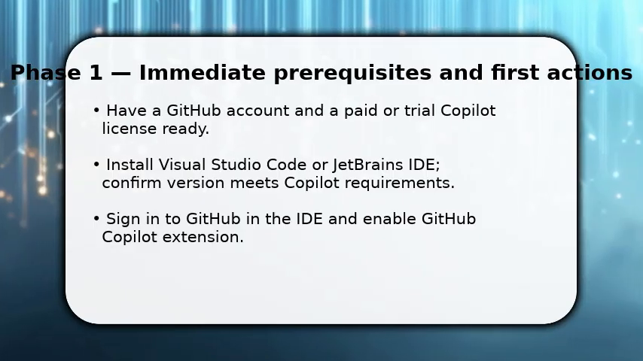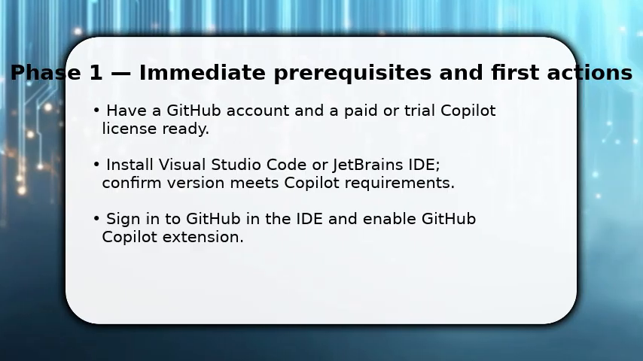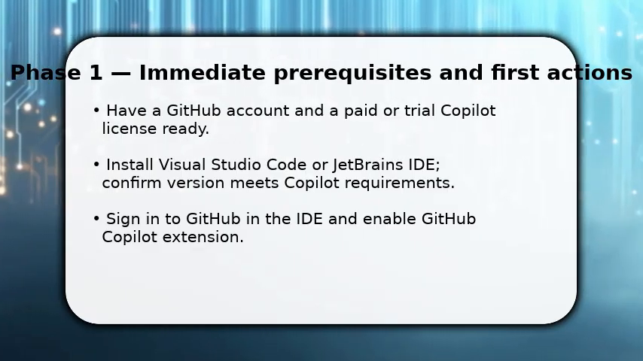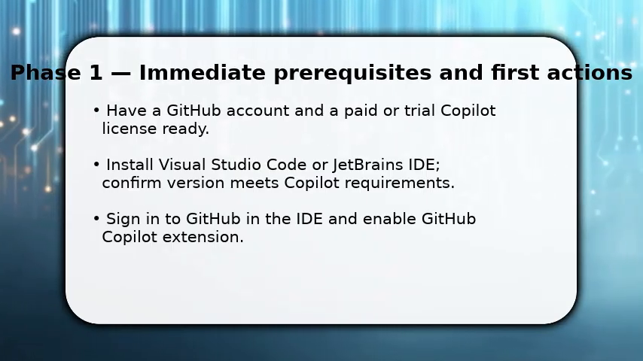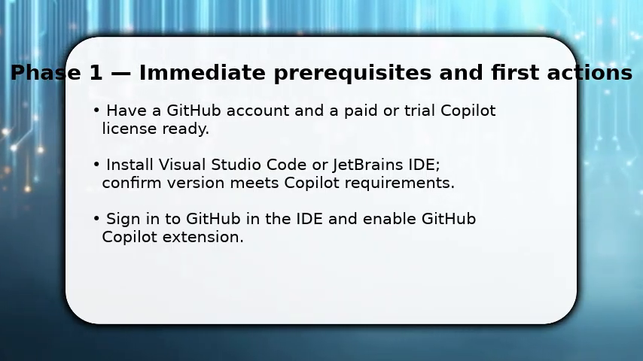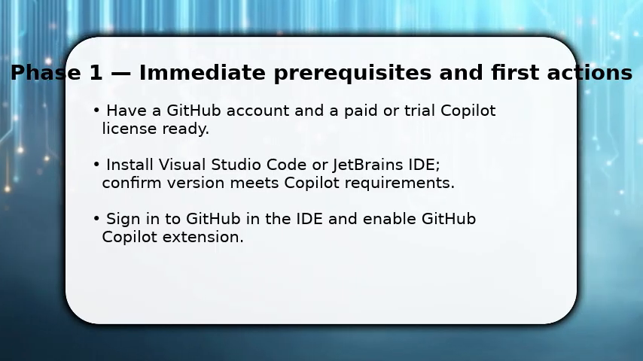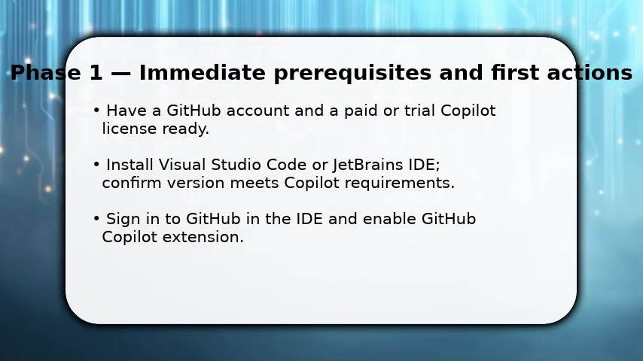You start by confirming prerequisites: a GitHub account, an active Copilot license, and a supported IDE. Open Visual Studio Code or your JetBrains IDE and install the official GitHub Copilot extension. This gives you the integration hooks.